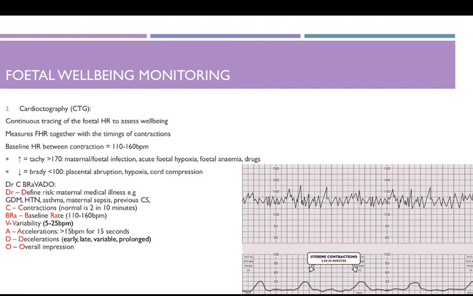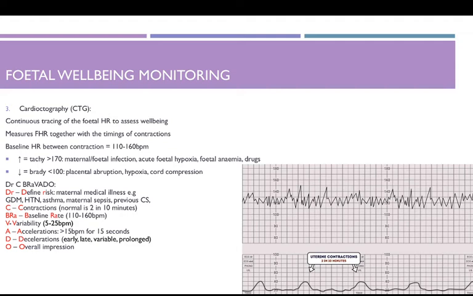Decelerations, if they occur early, it's usually because they occur in time with uterine contractions. That's normal, and they recover when the contraction stops. These are referred to as early decelerations, and they're normal and non-pathological.